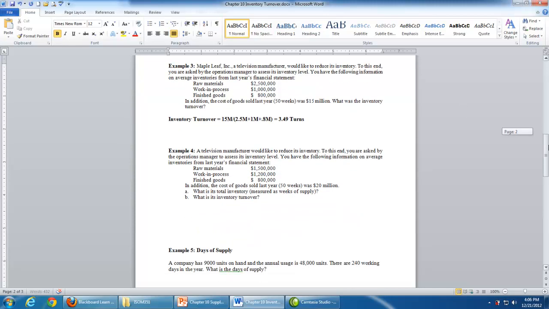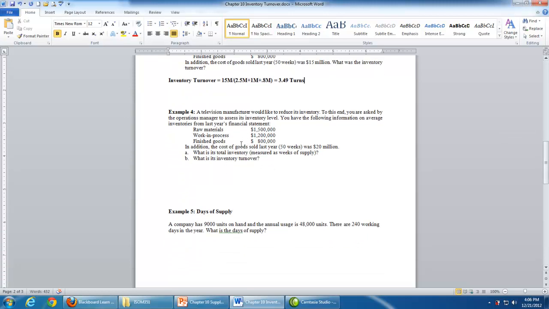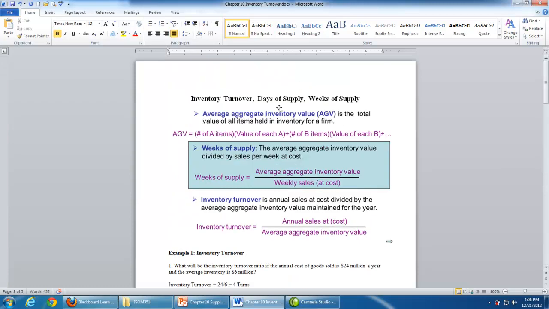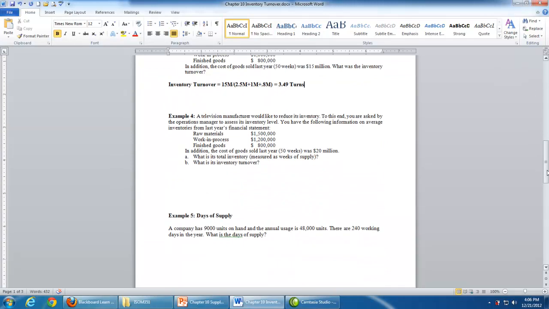Next, we are going to do number 4. We are going to find inventory turnover and weeks of supply. Now let's review. Weeks of supply equals average inventory divided by weekly sale. So first, let's find weeks of supply, or sometimes called WOS. Weeks of supply equals first average inventory: 1.5 for raw material plus 1.2 for work in process plus 0.8 for finished goods. So that average inventory divided by weekly sale.